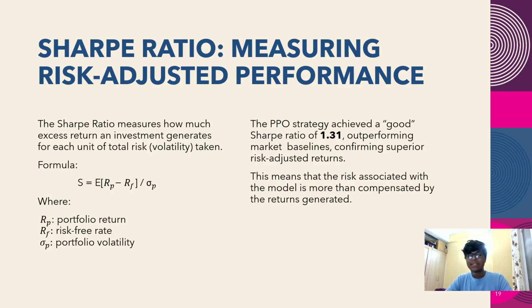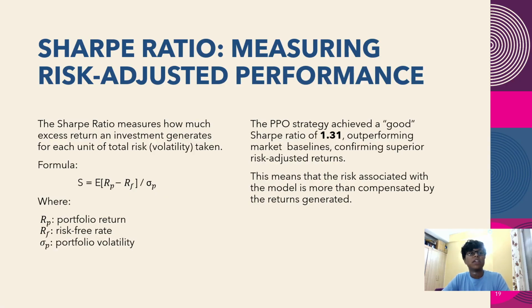So I will talk about each of these metrics in depth so that you can understand how important each of these is, because all these must be optimized before you can tell that the model is market ready. So first you have the Sharpe ratio. Here you're measuring the risk adjusted performance. It is measuring how much excess return an investment generates for each unit of total risk taken. This might seem a bit complex, but it really asks: are the returns worth the risk?